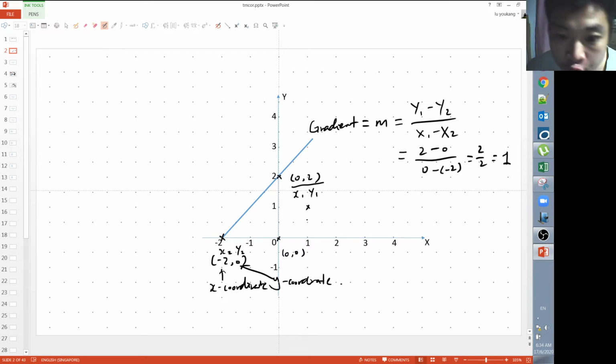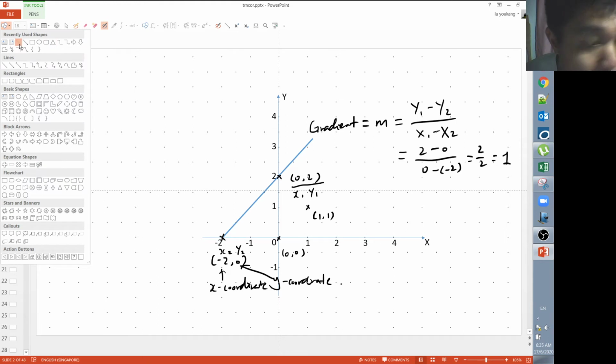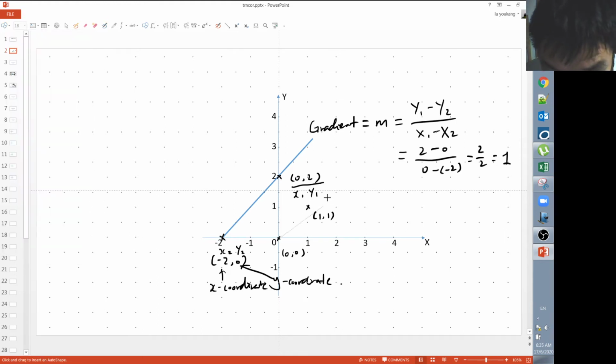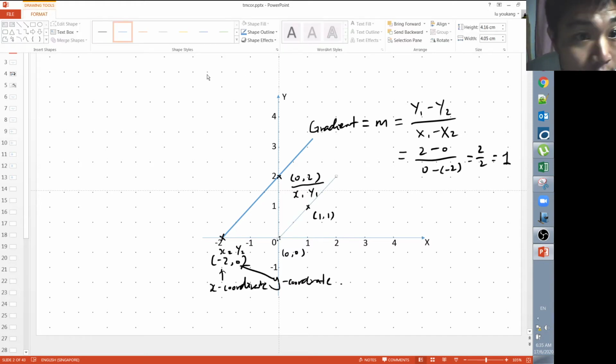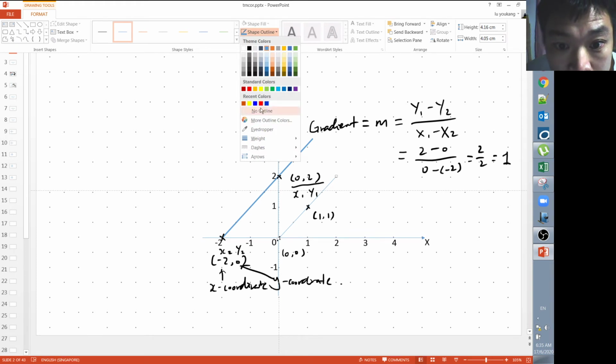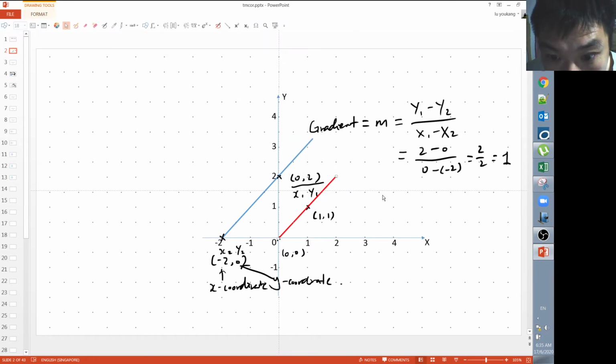Alright, so with these 2 points, let me label point 1 and 1. Alright, so let me link these 2 points up. Make it thicker. I'm going to use a different color here.